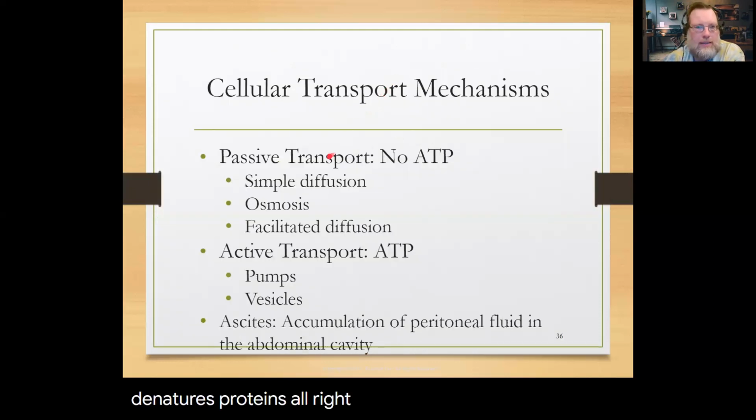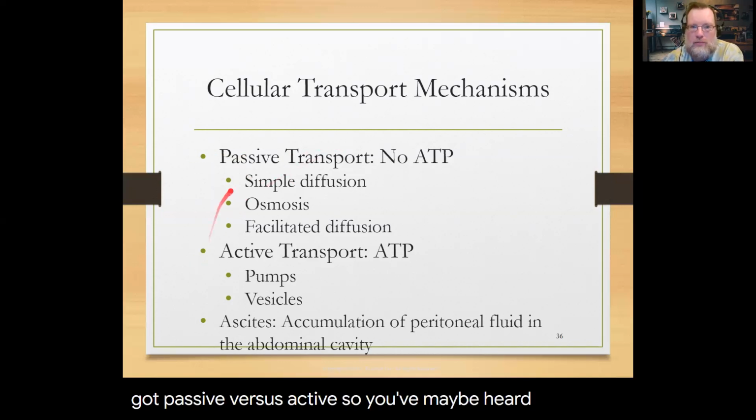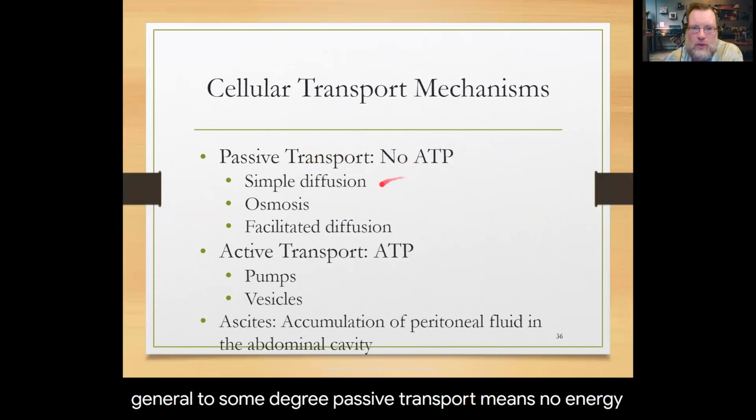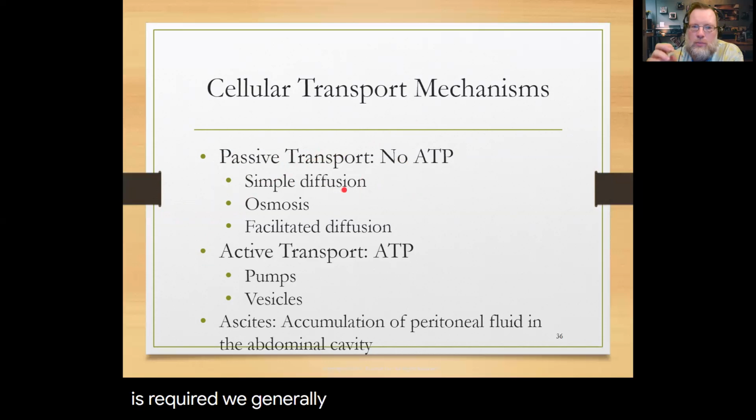All right, and then lastly, we get into cell transport mechanisms. Just a couple of quickies here. We've got passive versus active. So you've maybe heard these terms before. I think most of us discuss these with you in general to some degree. Passive transport means no energy is required. We generally see the movement of stuff, right?